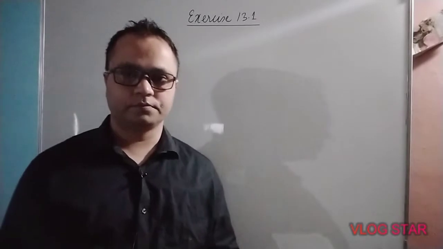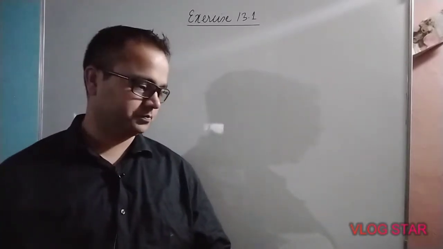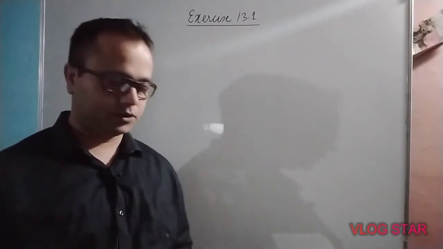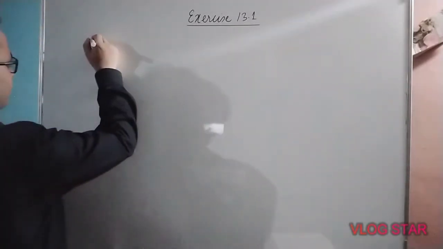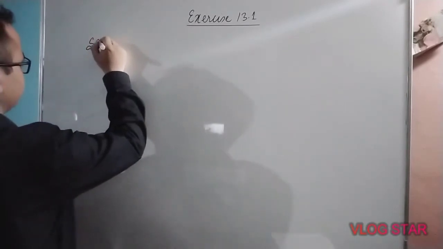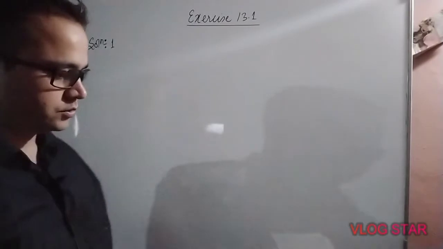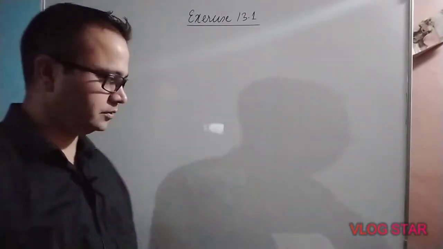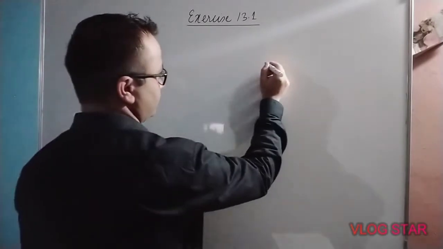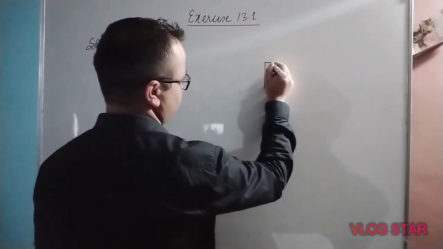Okay, class 10. Today we are going to solve exercise 13.1, surface areas and volumes. Question number 1, solution number 1: there are two cubes, each of volume 64 centimeter cube.